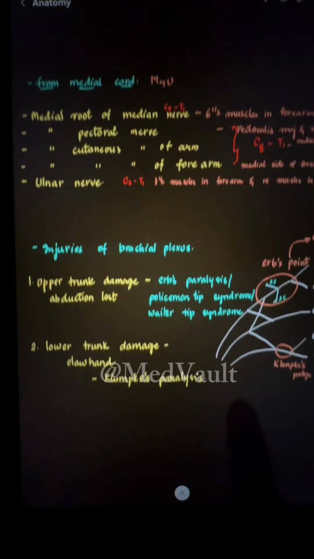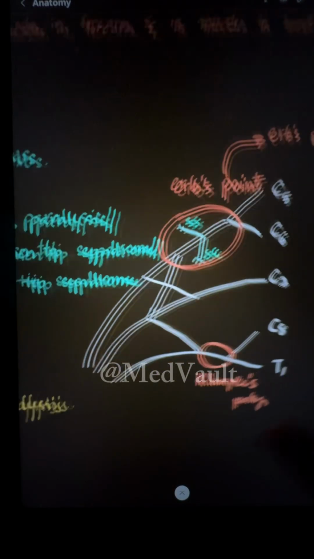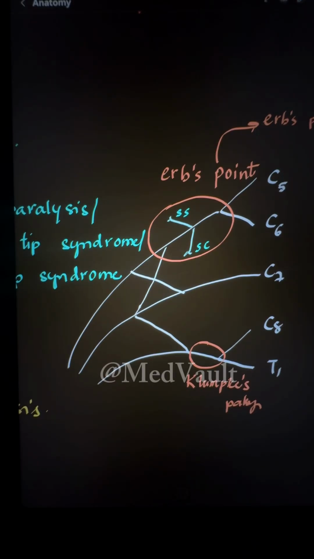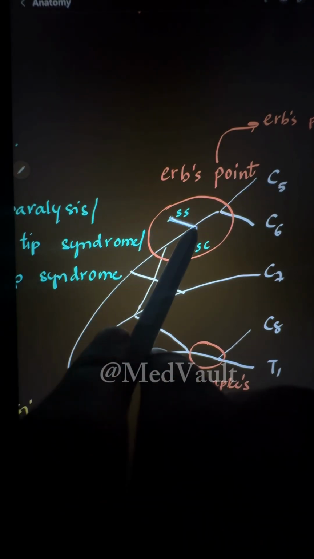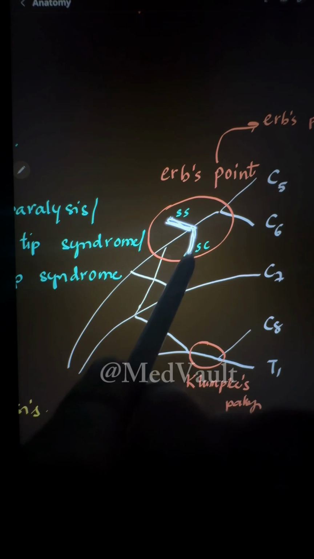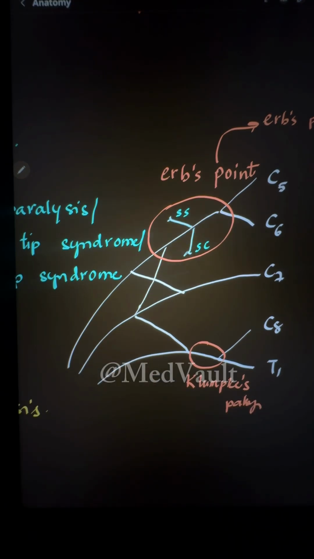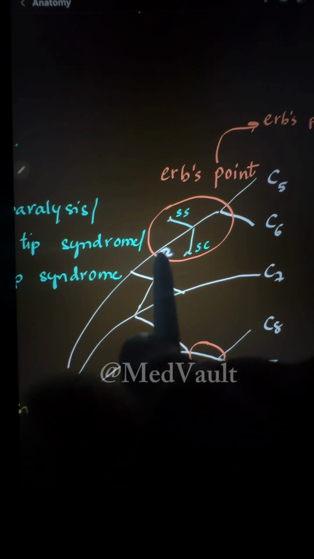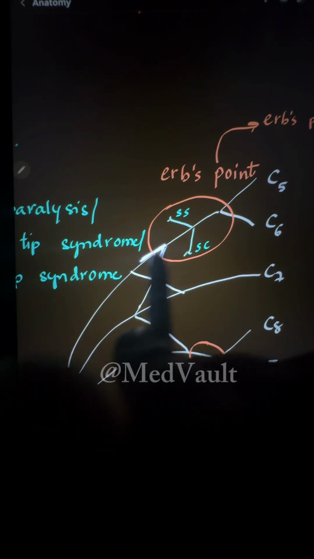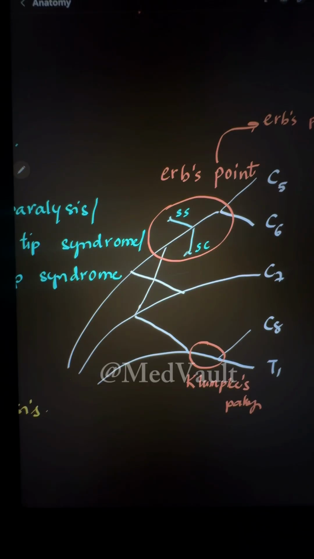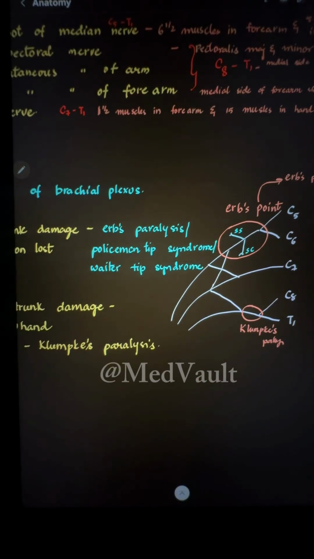Talking about injuries to the brachial plexus, first we need to discuss Erb's point. This is the point where the nerves meet, that is C5, C6 joining to form the upper trunk, along with the suprascapular nerve and the nerve to subclavius. These then divide into anterior and posterior divisions of the upper trunk. So 1, 2, 3, 4, 5, 6. This is called Erb's point.